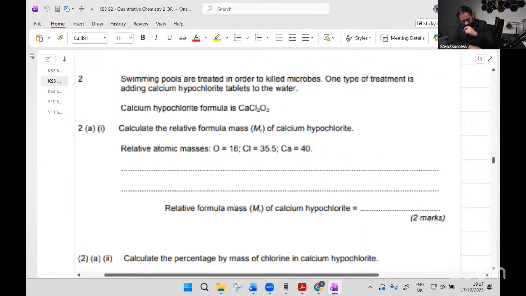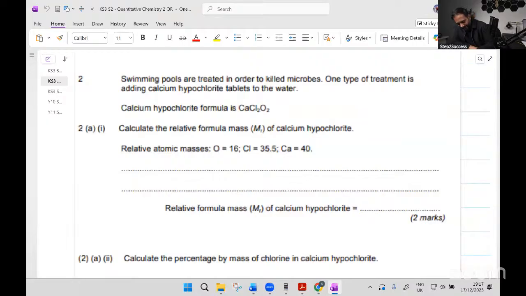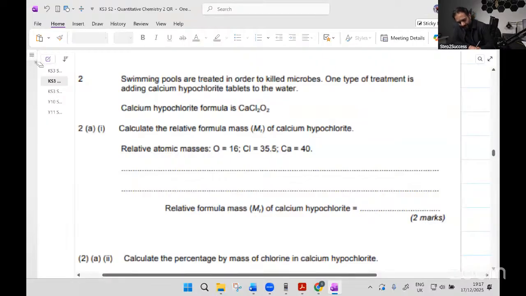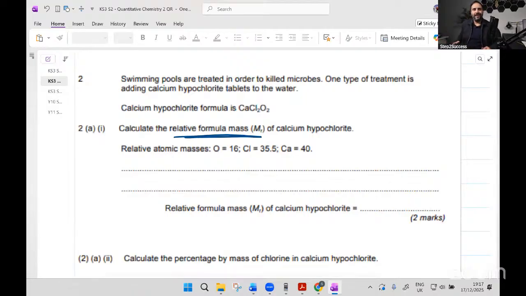Swimming pools are treated in order to kill microbes. One type of treatment is adding something called calcium hypochlorite tablets. It gives you the formula CaCl2O2. Calculate the relative formula mass. So you should have done lots of this in the lesson, which was basically adding up loads of numbers. This is a compound made up of lots of different atoms, and we're trying to work out the total mass of this compound by adding up the individual atoms.